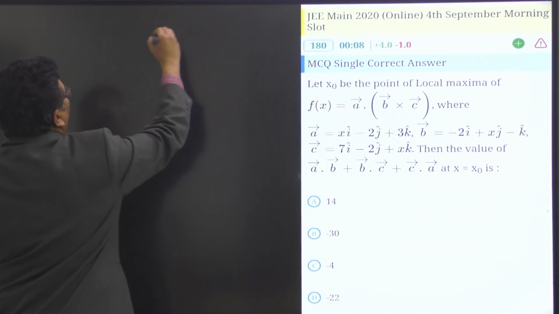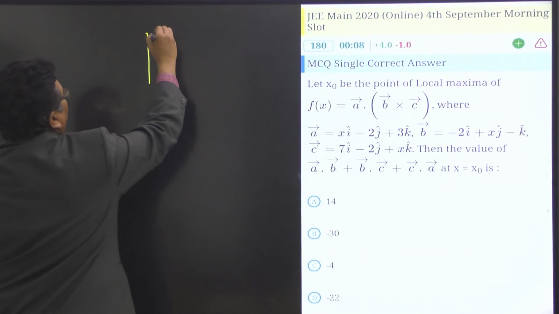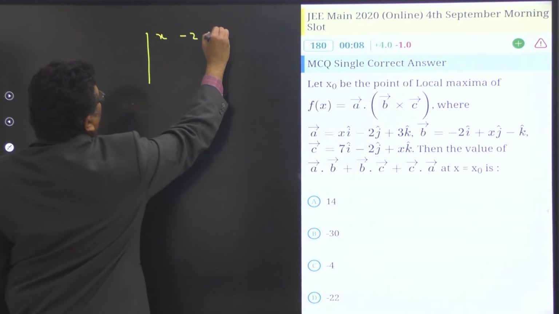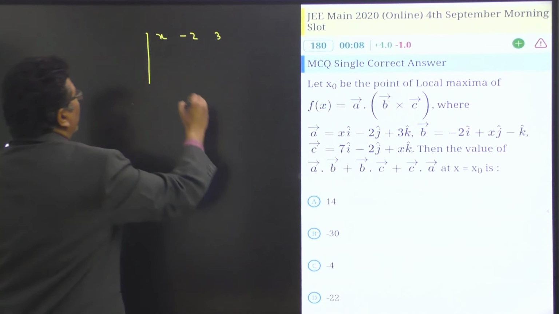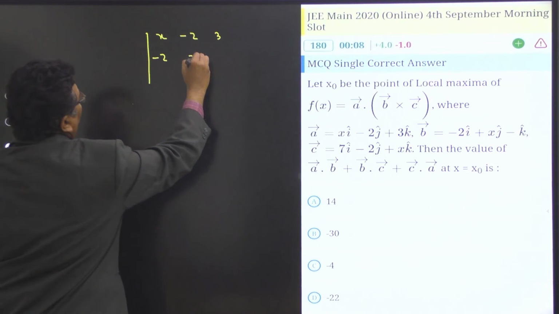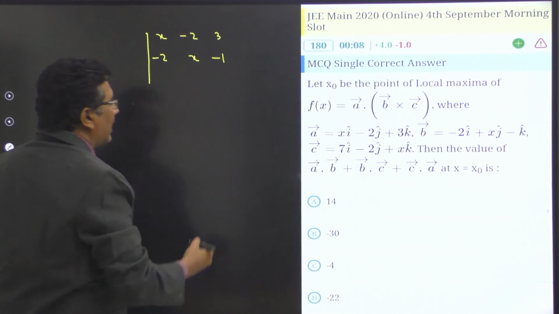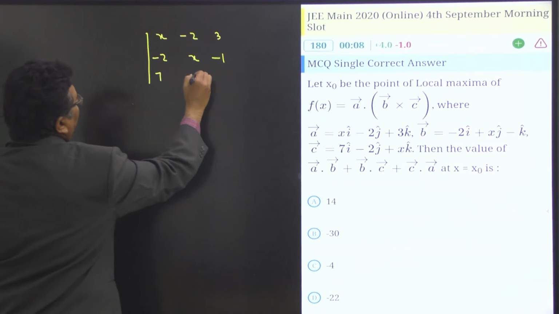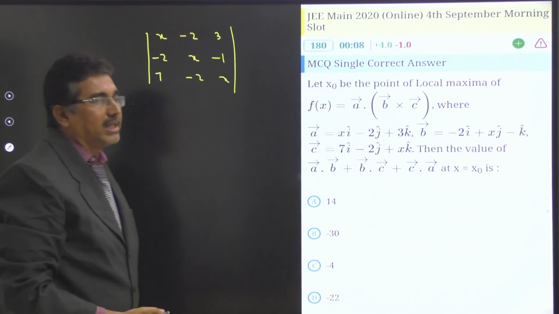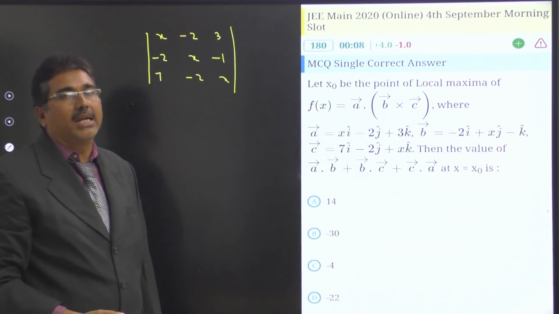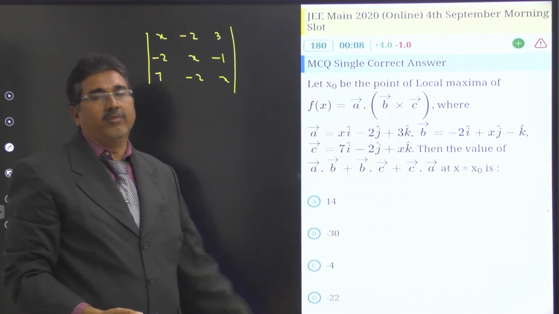Box of a bar, b bar, c bar means the determinant of a bar components x, minus 2, 3, now b bar components minus 2, x, minus 1, now the components of c bar 7, minus 2, x. We want to calculate this and also calculate at what values of x the function gets its maximum value.